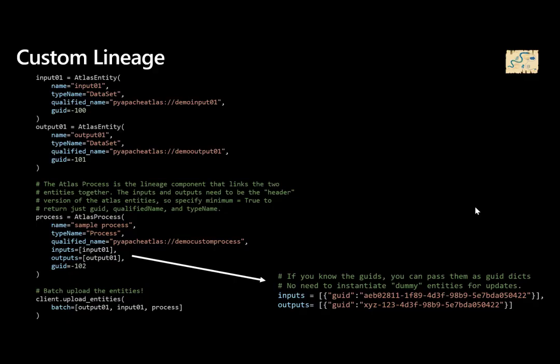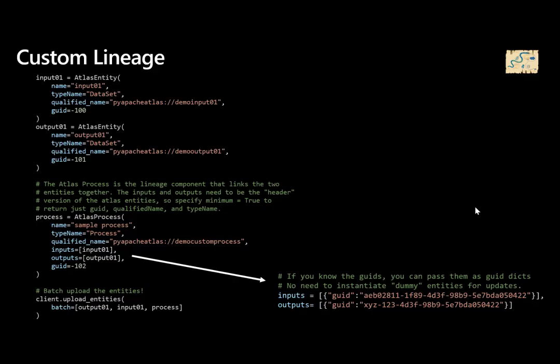What is important to note though is that the GUID in this case is actually very, very relevant, because when we go to upload those entities, under the hood, Azure Purview is going to extract input 01, output 01. It's going to try to create those entities, right? If they don't exist, it'll create. If they do exist, it'll try to do an update. So very important in that you will still need to pass in the required attributes.